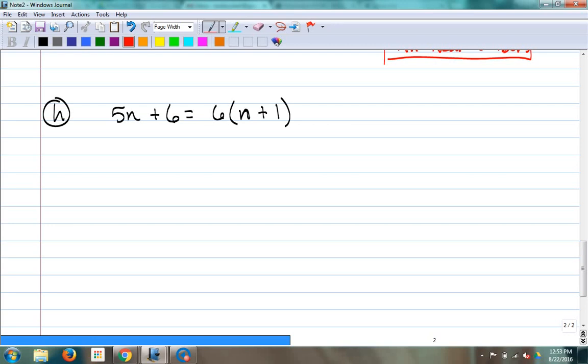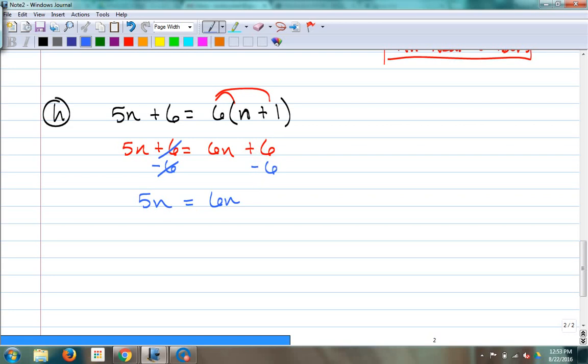What's the first step? Distributive property. We're going to see that a lot in this section. Be 6n plus 6. Then what would you do next? Okay. So which one are we subtracting? Just 6? Yeah, I could do that. That cancels over there. I get 5n is equal to 6n plus 0, technically.